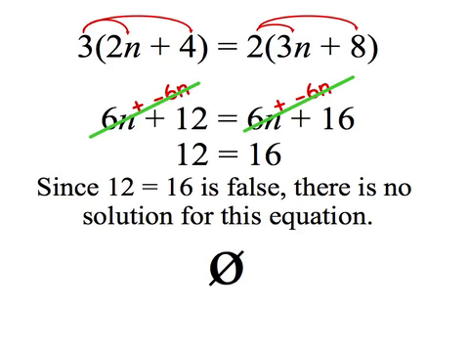You can write the words no solution, but you can also use this symbol, a 0 with a slash through it. It does not mean that 0 is a solution. It's called the empty set symbol, and it means that there is no solution for this equation.